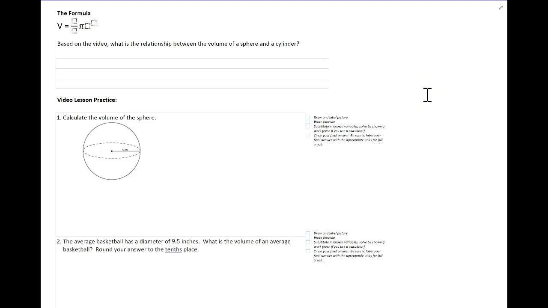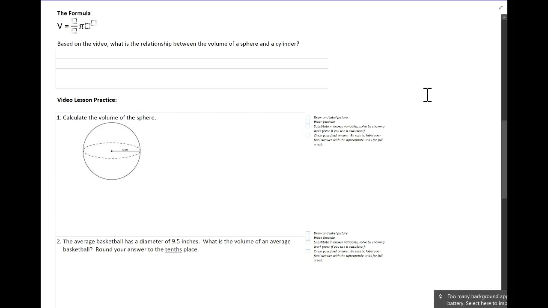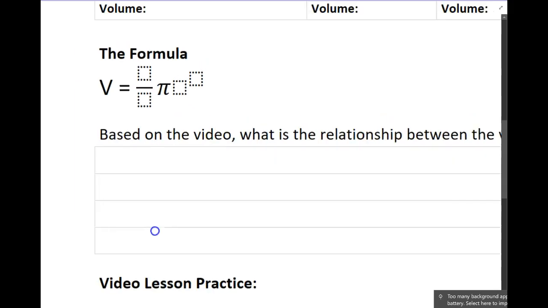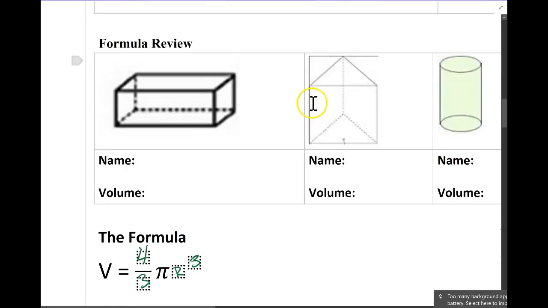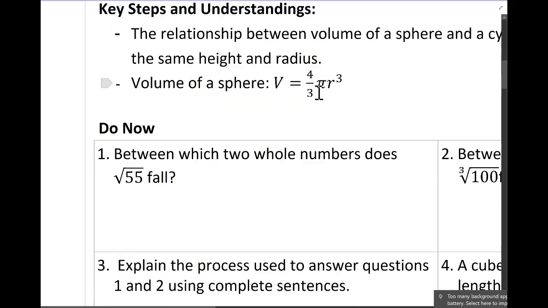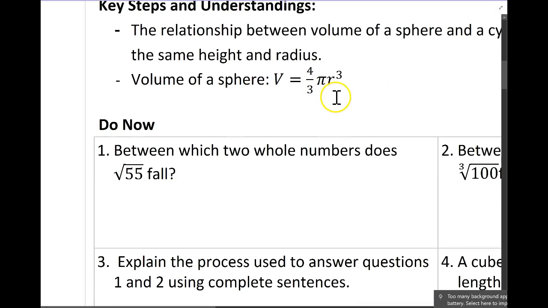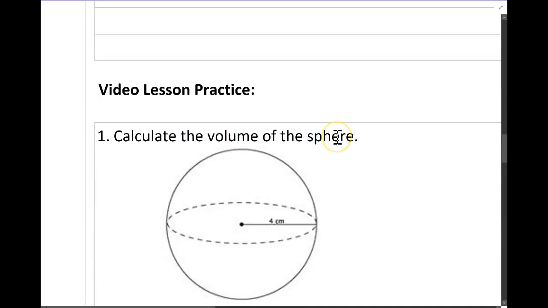Alright guys, so what we're doing today is we're talking about how to calculate the volume of a sphere. So let me fill in some of these things up above, which you already have filled in. So the formula, as we learned, is 4/3 times pi times the radius cubed. There we go, which we can also see right here, 4/3 times pi times the radius cubed.